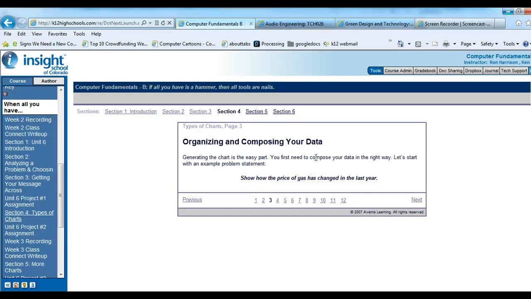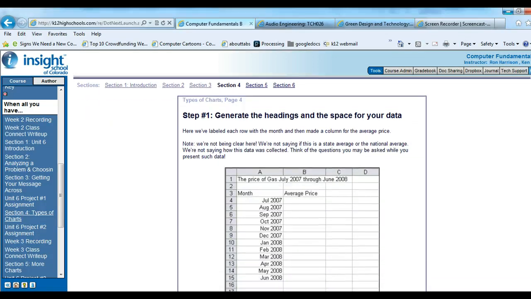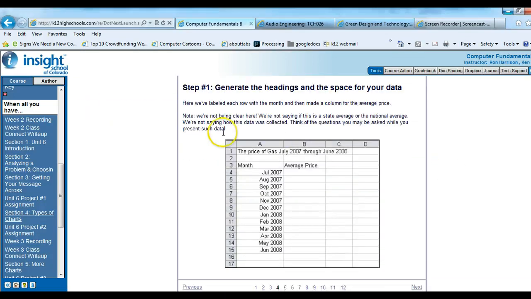First, you need to compose your data. And here's some sample data. So this is going to be a chart about how gas prices have changed. What I suggest you do, because you'll be doing this for the work, right now, open up your spreadsheet program and do this exact work, just like they have here. So in column 1A, you'll put the price of gas July 2007 through 2008. 3A, you'll put the word month. 3B, you'll put average price.